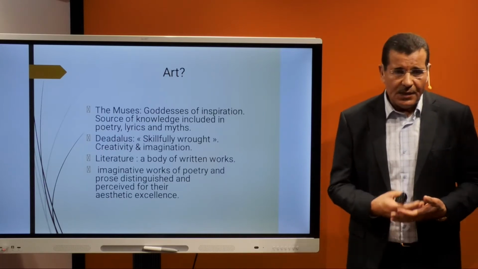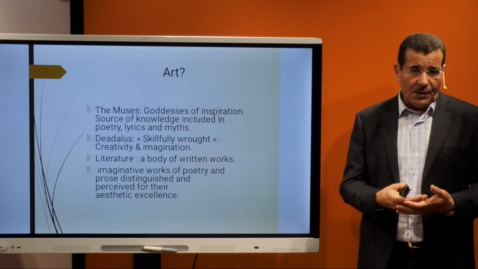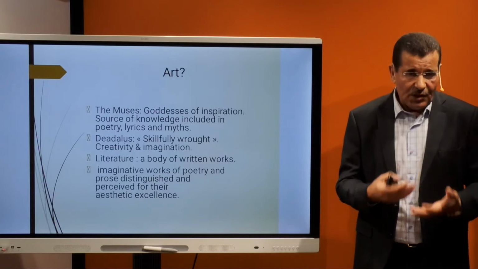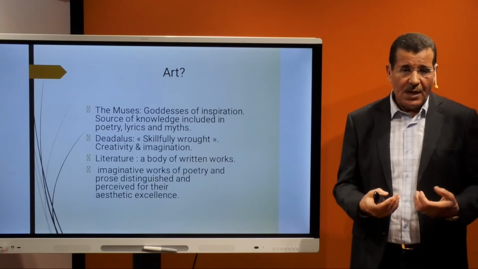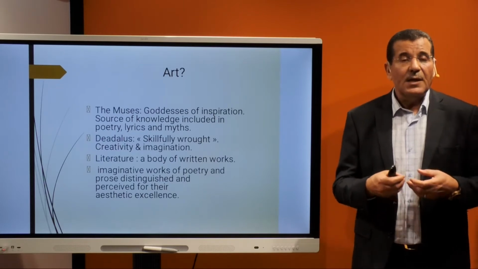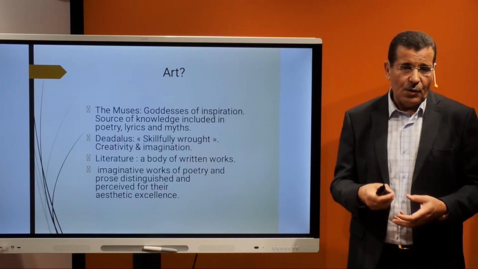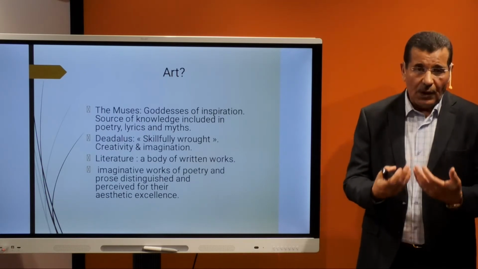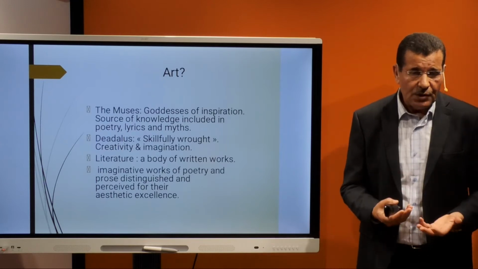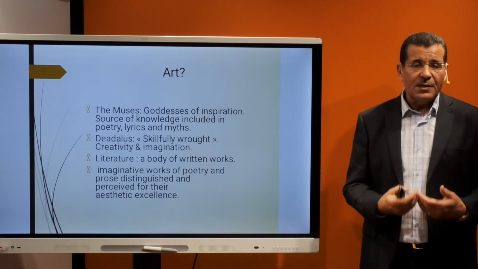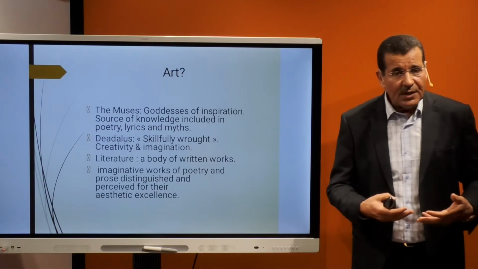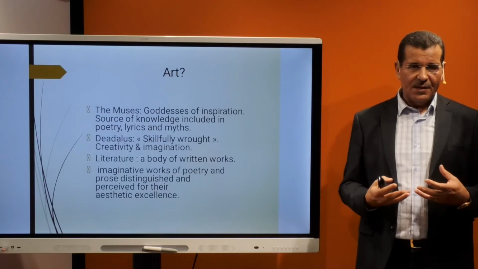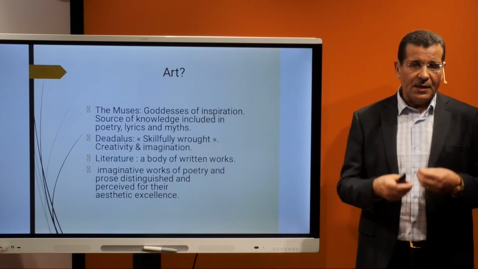So what I want to say here is that literature is art. It is first a body of written works. It is imaginative work of poetry and prose, distinguished and perceived for its aesthetic excellence. So when I see art, I ask the question: is it history? Is it philosophy? Is it knowledge? Is it sociology? Is it anthropology? It is all of these and none of these. One thing that I maintain from this definition of art is that it is based on aesthetic criteria.